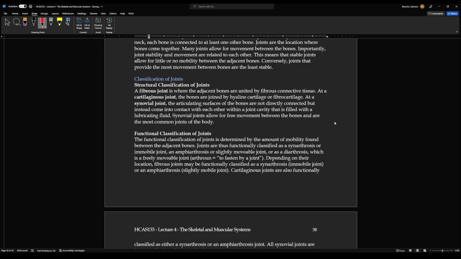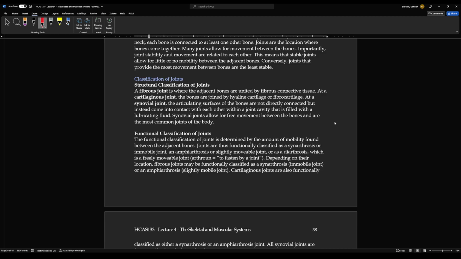We have multiple ways to classify joints. The first one is structural. There can be joints that are fibrous, meaning there is fibrous connective tissue holding them together. You can think of these as the sutures of the skull. Cartilaginous joints are joints where the bone articulates with another bone via a piece of cartilage. A great example is the anterior rib.